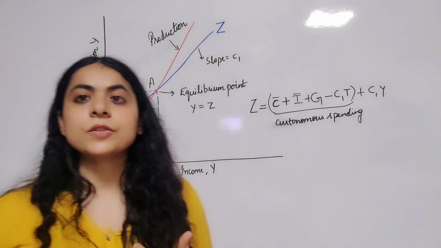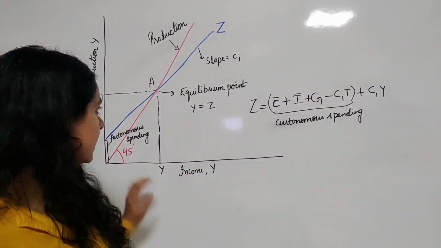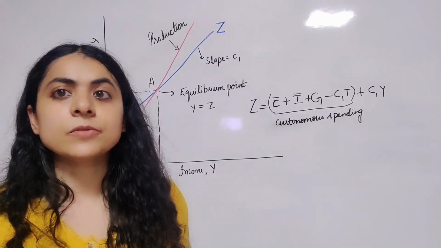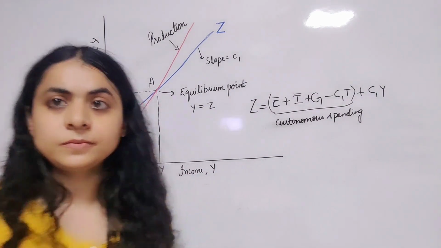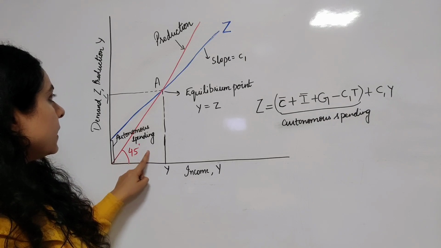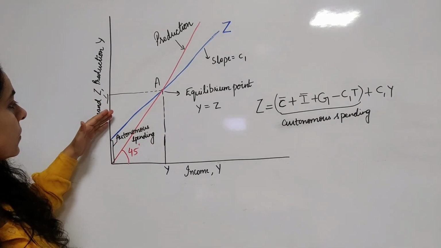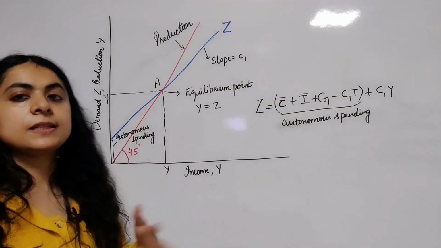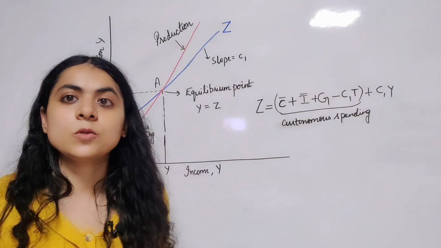The slope of the line here is represented by C1, or marginal propensity to consume. Since marginal propensity to consume is positive but less than 1, the slope of the line will be less than 1. Equilibrium output Y occurs at the intersection of the 45-degree line and the demand function. To the left of A, demand exceeds production, and to the right of A, production exceeds demand. It is only at point A that both production and demand are equal to each other.